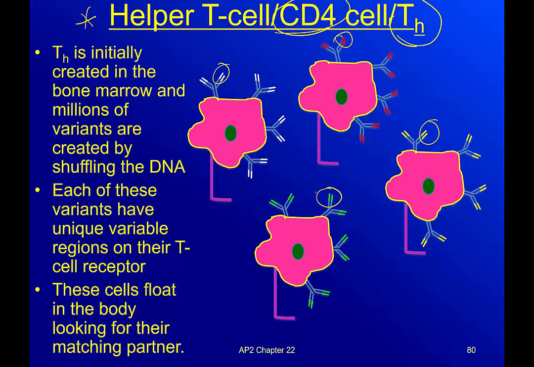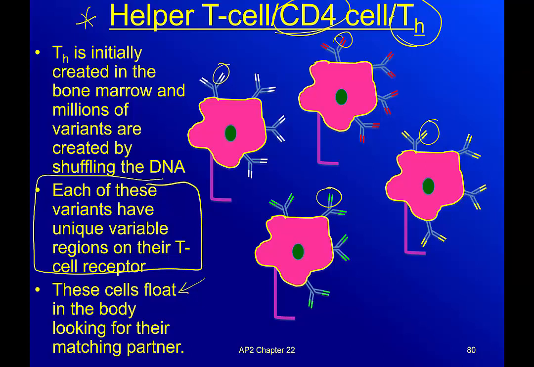Now, when I make this random selection of cells, they still have to go through positive selection. Do they recognize an antigen? If they do, they pass on to the second part of the test, which is negative selection. I've got to make sure that they don't recognize my own antigens, the self-antigens, or they'll hurt me. So every single one has a unique variable region. So I've got a whole bunch of different helper T cells that go into the body once they do the positive and negative selection and float around looking for their match.